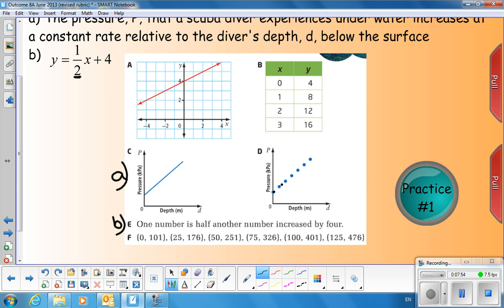We could also match it up with the graph from part A. So graph A would also match part B. If we look at any of those numbers, for instance, if our x value is 0, our y value becomes 4. If I substitute 0 in for x, 0 times 1/2 is 0, plus 4 is 4. And I could check that for each value or for a series of values to confirm that that graph also matches that equation. Okay, try practice number 1.